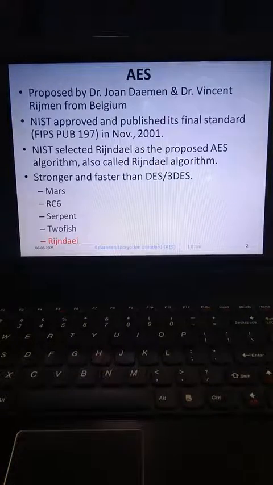So AES was proposed by Belgian scientists Dr. Joan Daemen and Dr. Vincent Rijmen, which was approved by NIST in November 2001. NIST selected Rijndael as the proposed AES algorithm, which we also call the Rijndael algorithm.